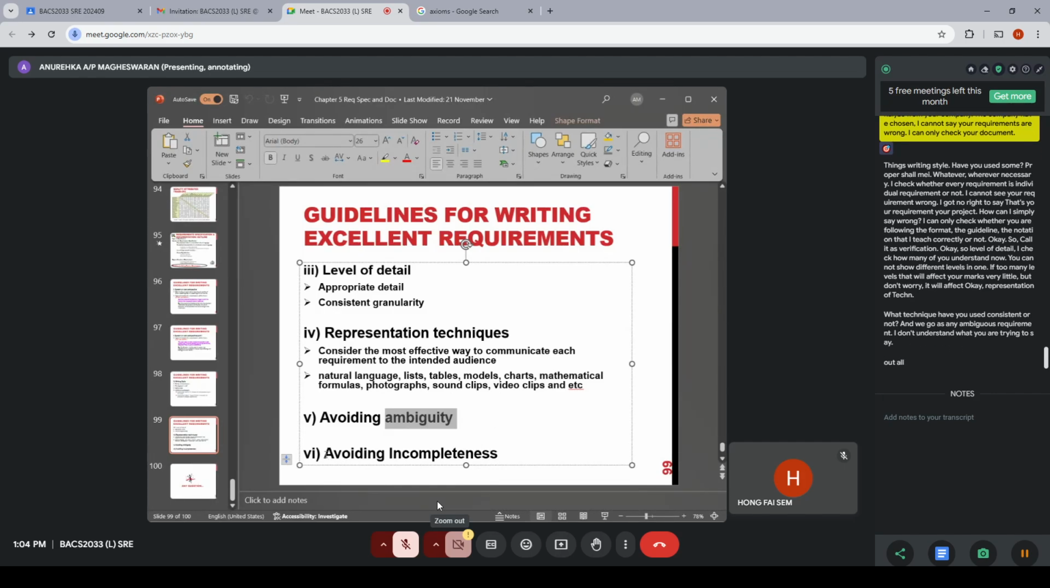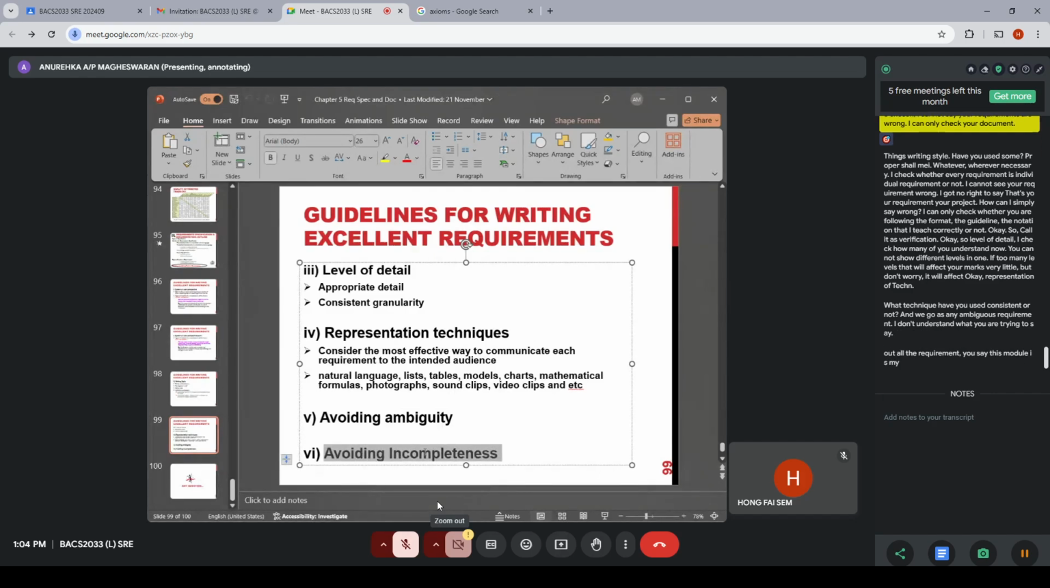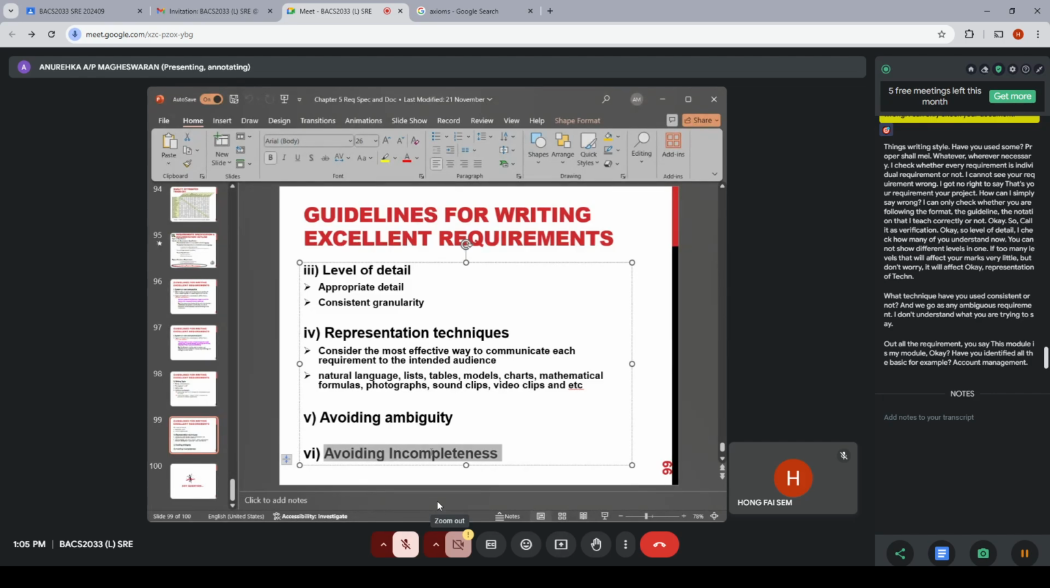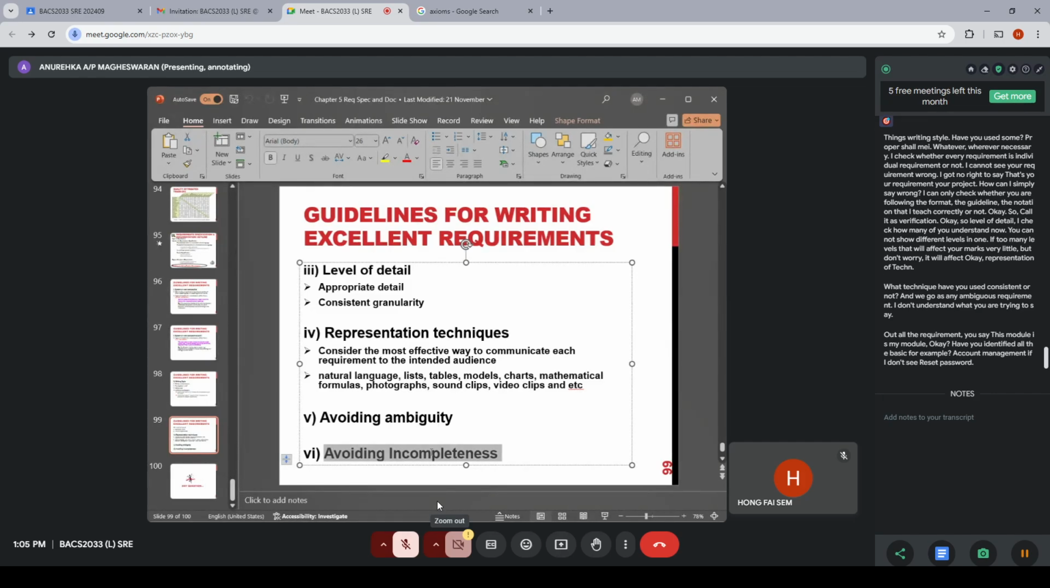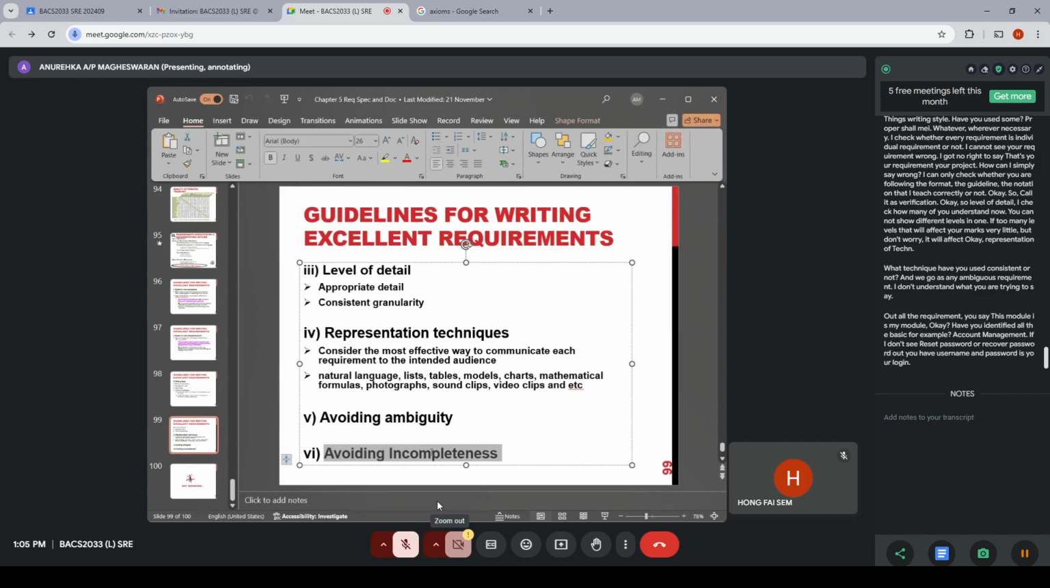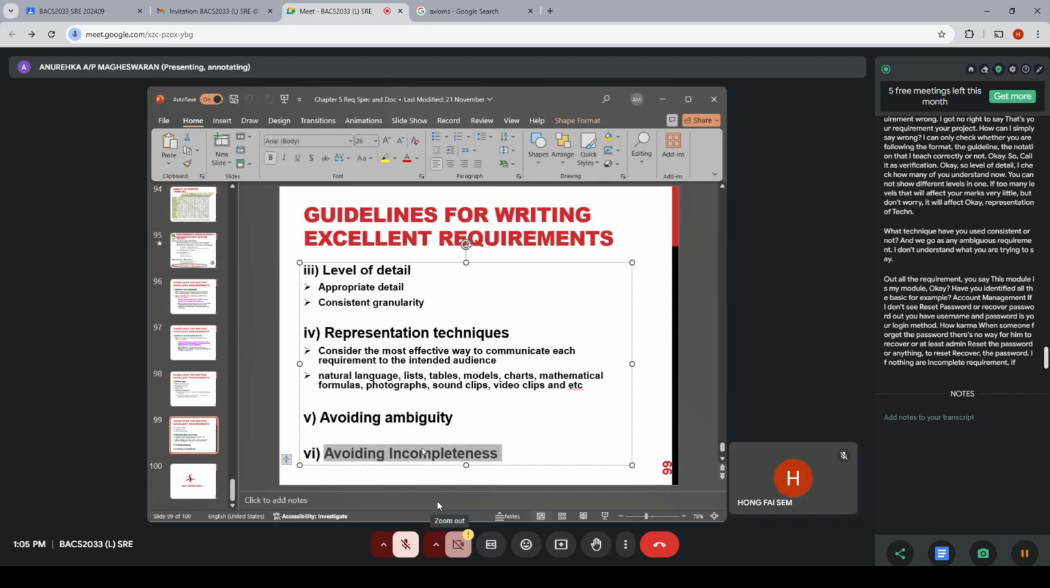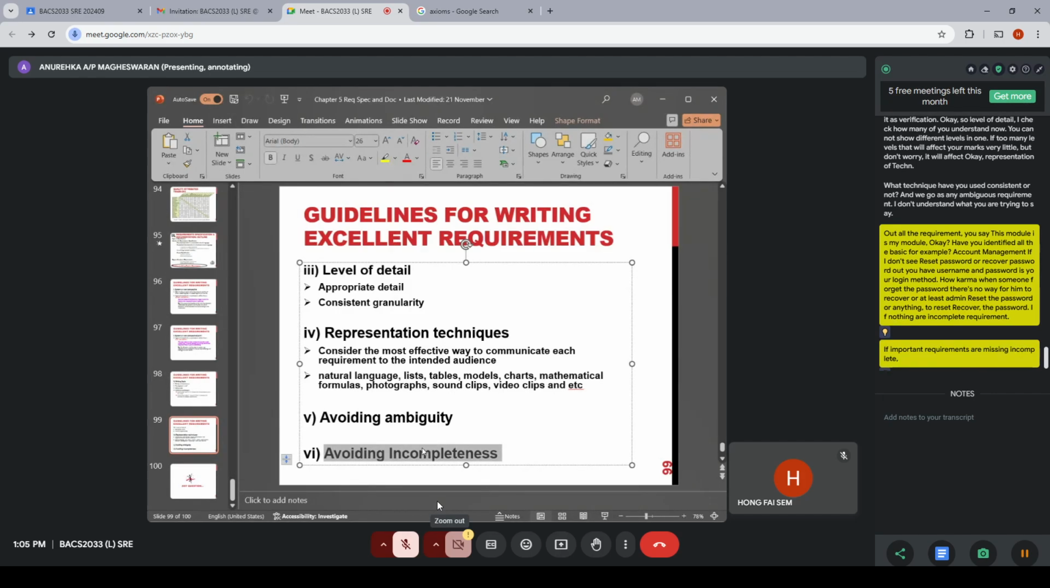Out. All the requirements. You say this module is my module. Okay, have you identified all the basics? For example, you say account management. If I don't see reset password or recover password, out. You have username and password as your login method. How come when someone forgets the password, there's no way for him to recover? Or at least the admin resets the password, or anything to reset or recover the password. If nothing, incomplete requirement. If important requirements are missing, incomplete.